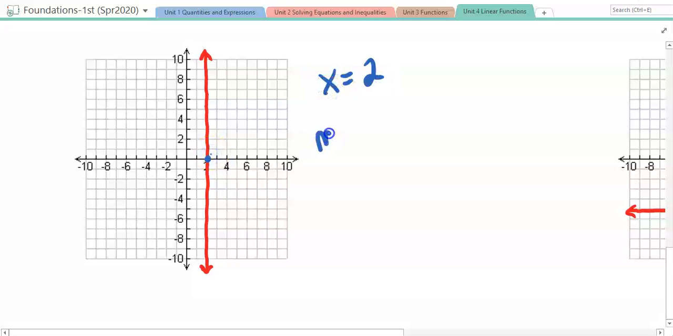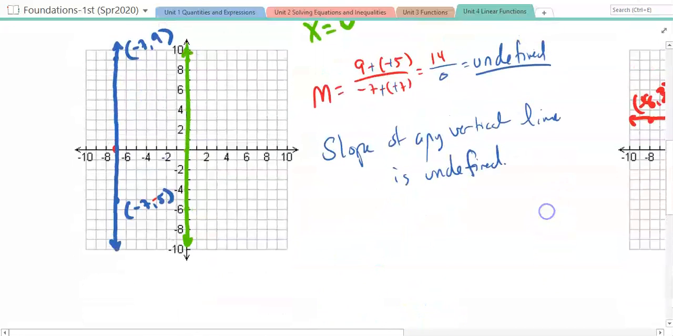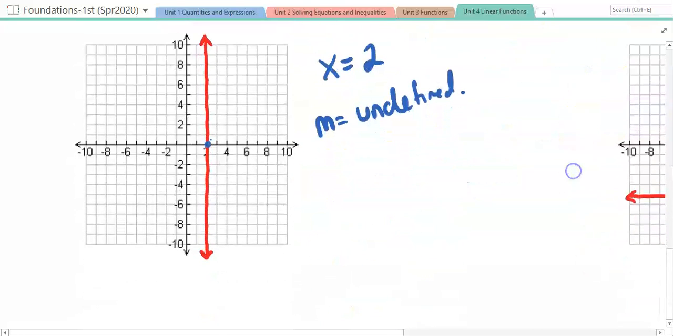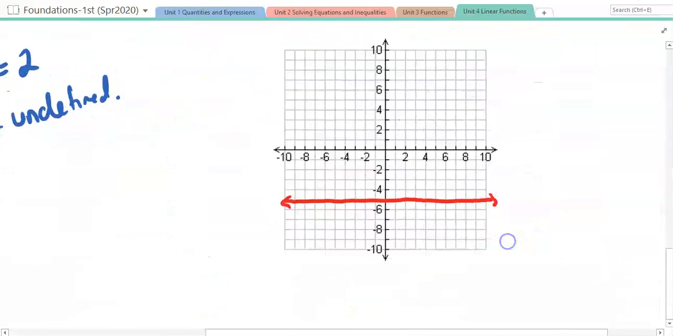Now, what's the slope of this line? Well, the m would be what? It's a vertical line, and so the slope of a vertical line is what? Undefined, right? Go back to what we just said a moment ago. The slope of any vertical line is what? Undefined. Okay? And then we'll look at this one.